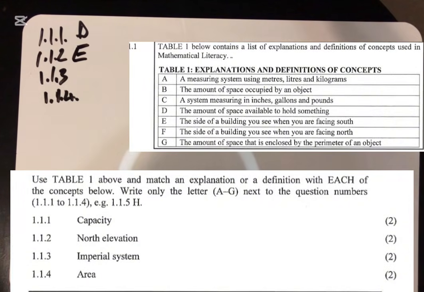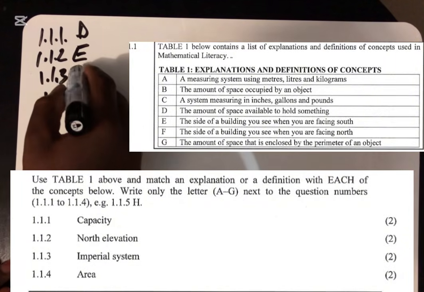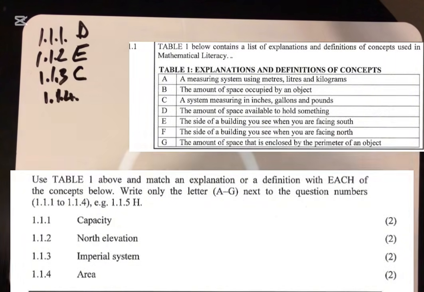Then 1.1.3, we have imperial system. We know that the imperial system is the system measuring in inches, gallons, and pounds, which is C. 1.1.4, the area. Area, we know that is the amount of space that is enclosed by the perimeter of an object, which is G.